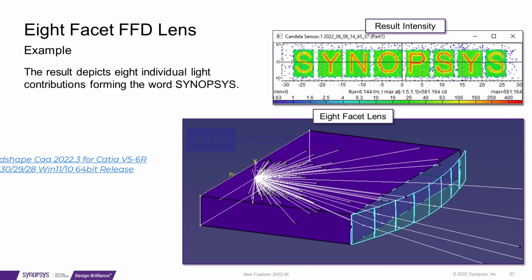To the lower right, we see the geometry of the lens. 8 facets loosely following the shape of an aspheric lens. The purple bezel is masking the stray light.